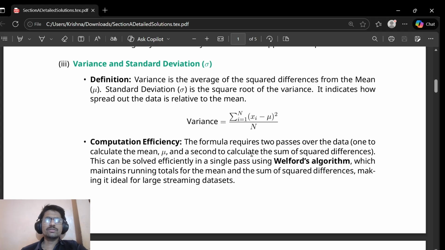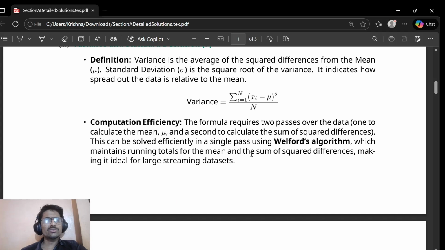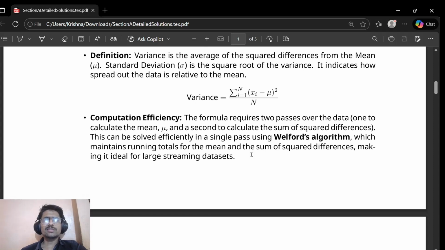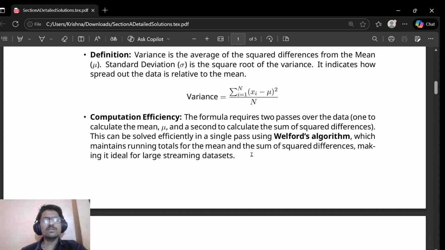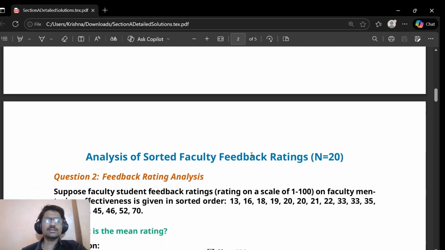Computation efficiency: the formula requires two passes over the data, one to calculate the mean mu and a second to calculate the sum of square differences. This can be solved efficiently in a single pass using the Welford algorithm, which maintains running totals for the mean and the sum of the square differences, making it ideal for large streaming datasets.